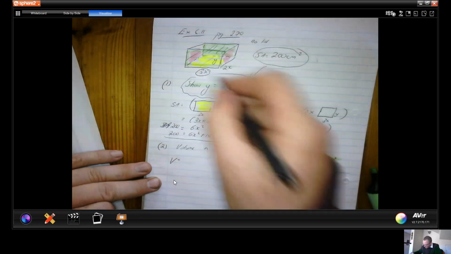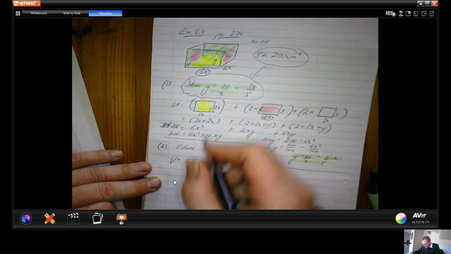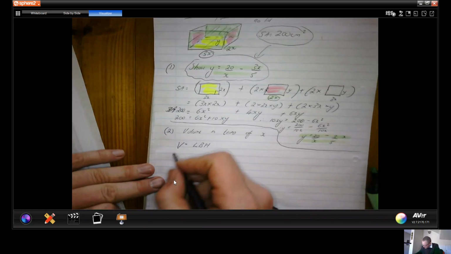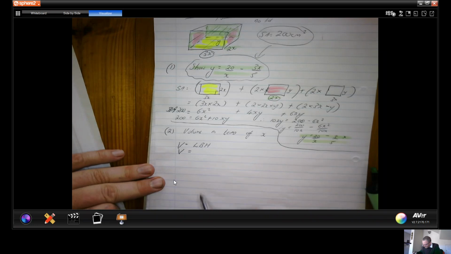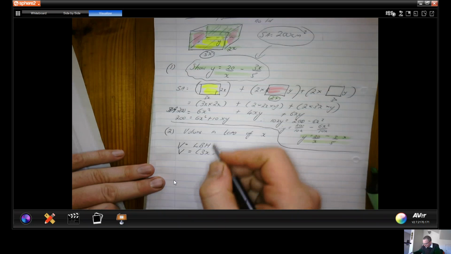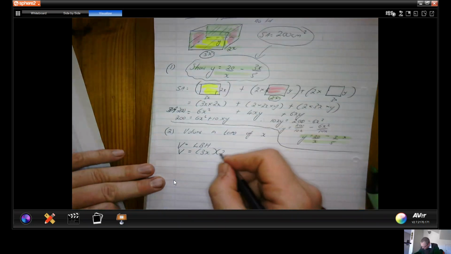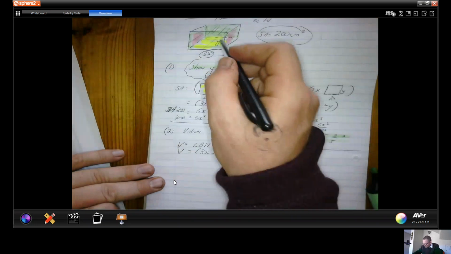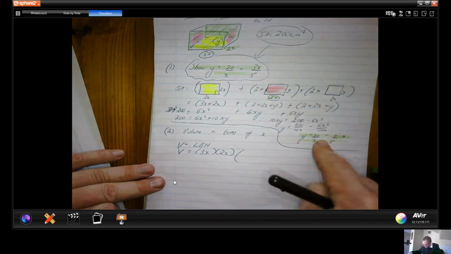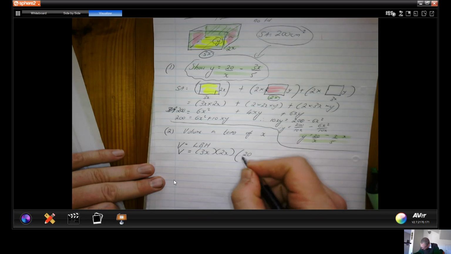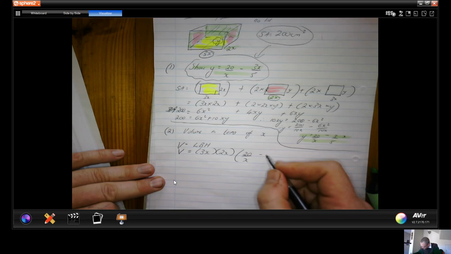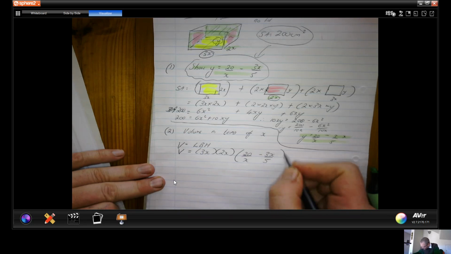Right, then it says find your volume in terms of x. Now the volume of any prism is area of base times the distance between the base and the other parallel side. So volume is length times breadth times height. Your length is 3x, your breadth is 2x, and your height is y. But we know that y is equal to, and if you couldn't work this out in the previous question, use it for this one, 20 over x minus 3x over 5 in an exam scenario.